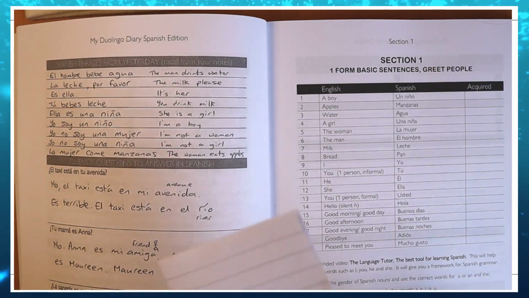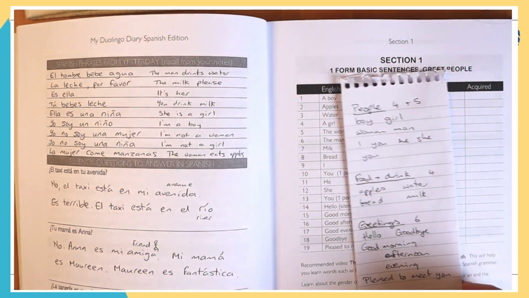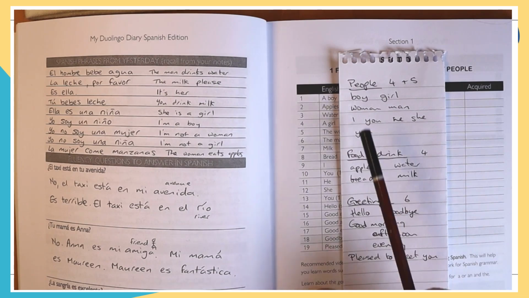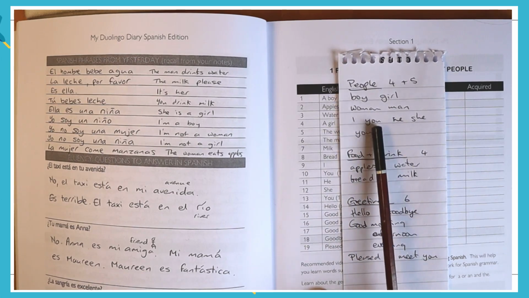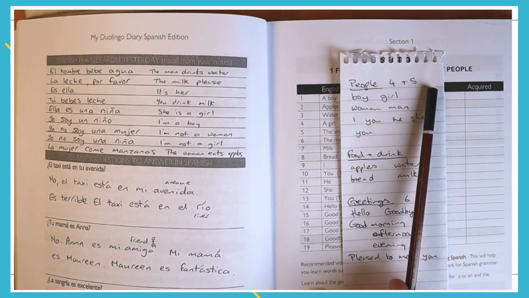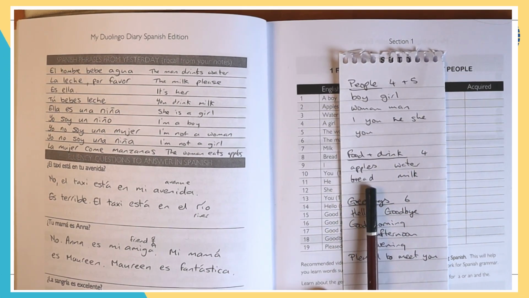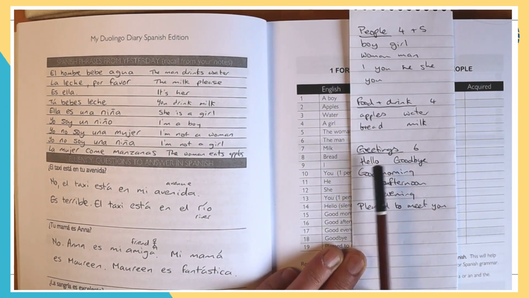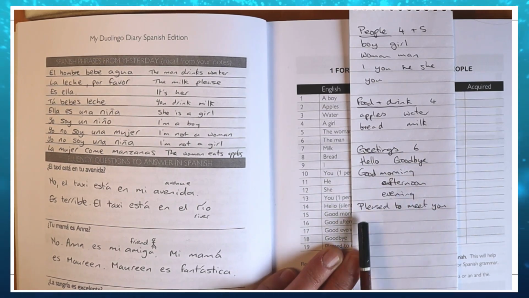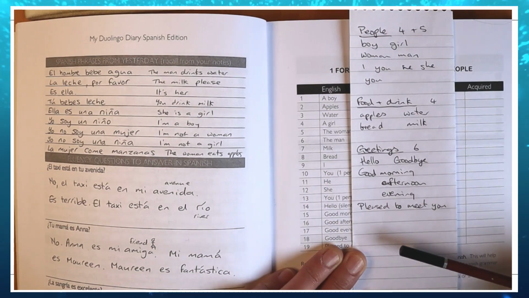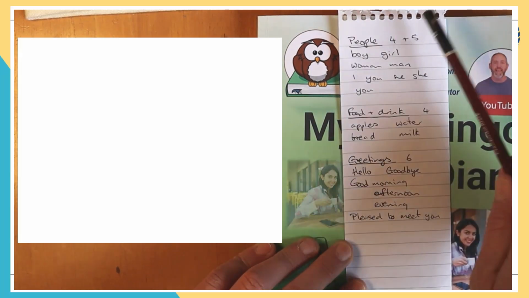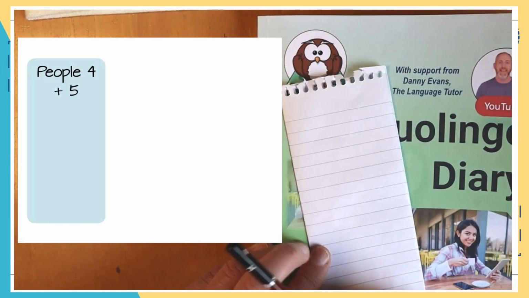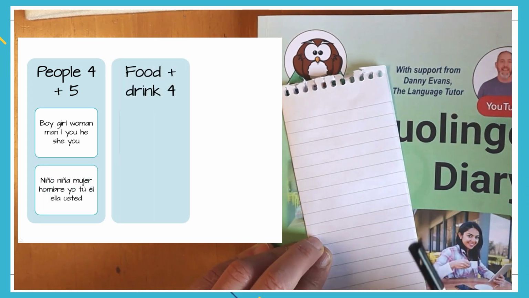You need to group those items of vocabulary into easy groups. So we've got, for example, 4 people: boy, girl, woman, man. There are 5 persons: I, you, he, she, you. So I've got people, 4 plus 5. Food and drink, there are 4: apples, bread, water, milk. And greetings, there are 6: hello, goodbye, good morning, good afternoon, good evening, and pleased to meet you. That adds up to 19. So without having any notes, I can now try to recall, with a complete blank piece of paper, that list of vocabulary. And once I can do that, I know I've acquired it.